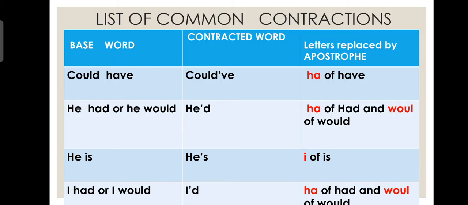Next is I had or I would. The contracted form is I'd. And what is removed here? From had we have removed HA, and from would we have removed WOUL, meaning from both the forms. If you want to write I had in contraction, you will write I'd, and if you have to write I would in contracted form, you will also write I'd.